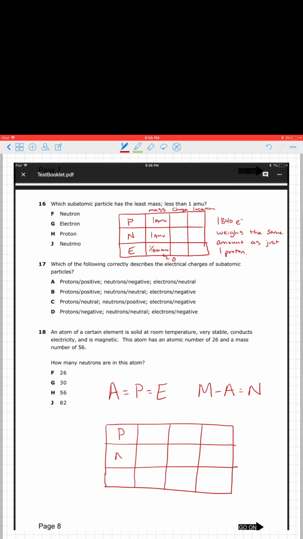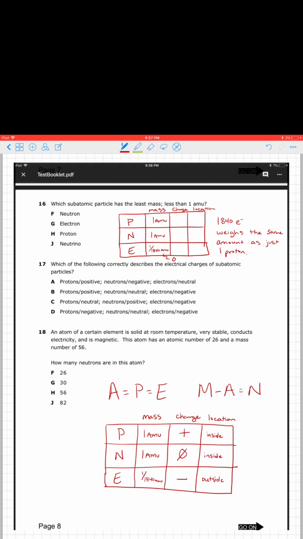We have protons, neutrons, and electrons. We need to know the mass, the charge. Oh, I spelled charge wrong. It's okay. And the location. The mass of a proton is 1 AMU. The charge is positive, and it's located inside the nucleus. The mass of a neutron is 1 AMU. Its charge is neutral, or nothing, and it's located inside the nucleus. And an electron, the mass is 1/1840 AMUs. It's negatively charged, and it is outside the nucleus.